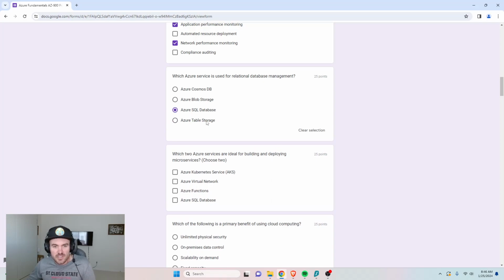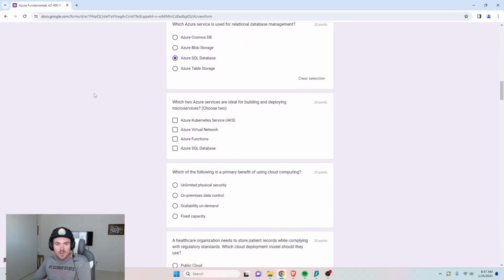So table storage is kind of confusing because it's actually a NoSQL based storage, if I remember right. But when you think about tables, they typically live in SQL databases. That's what they're referred to as a table. So that's one of the things, amongst other things, that Azure does that I think is very confusing, but it is what it is. But relational database management is for sure a SQL database.